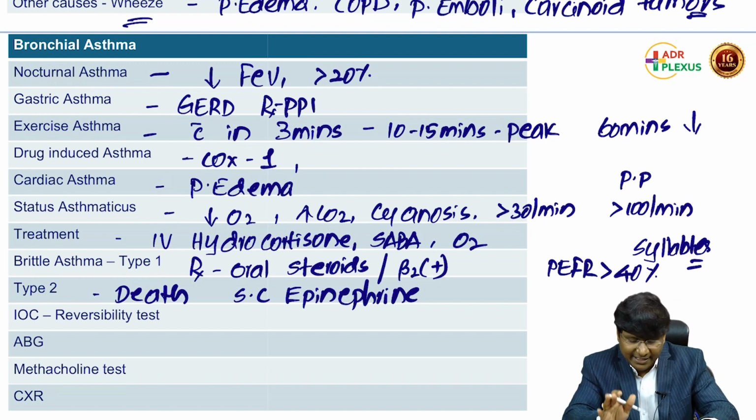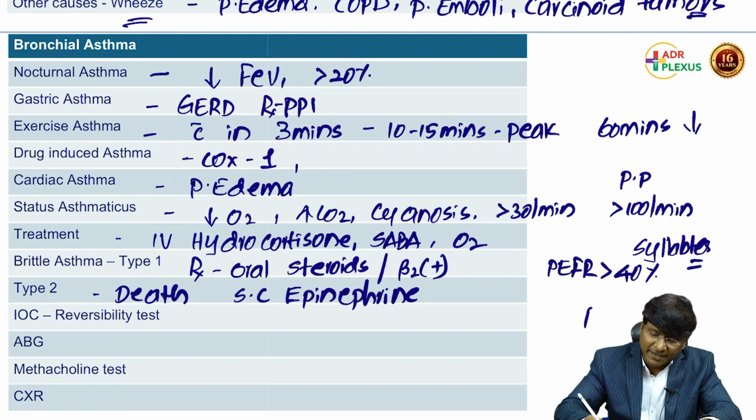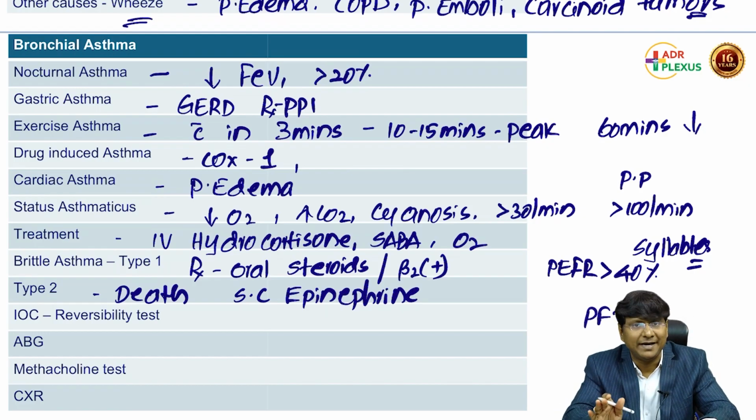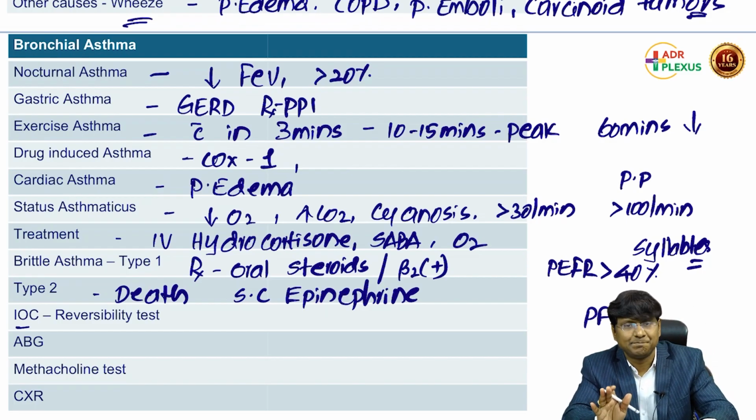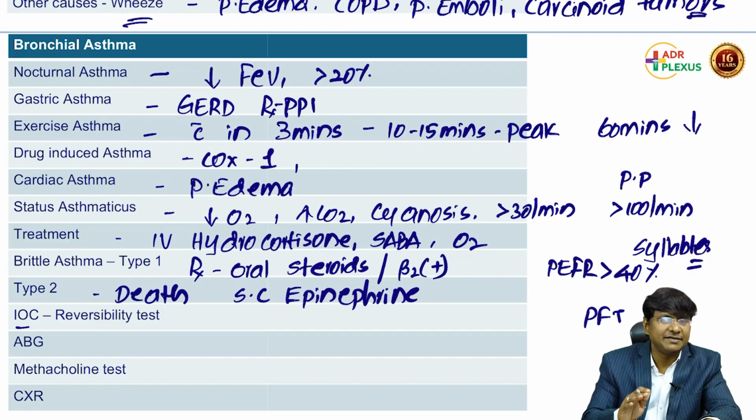Then what are the investigations that you need to do? One is your pulmonary function test, which will show you an obstructive pattern. But the investigation of choice is the reversibility testing, right? Reversibility testing. What is the reversibility testing?